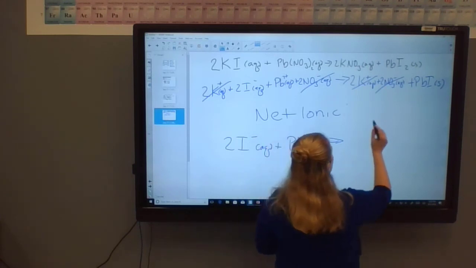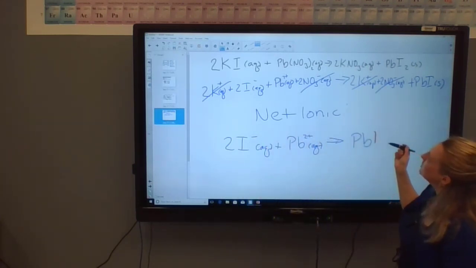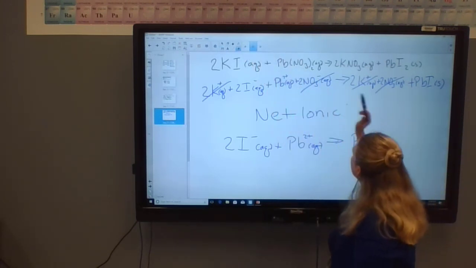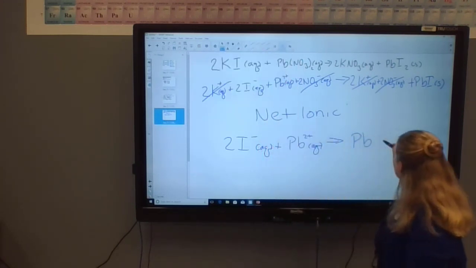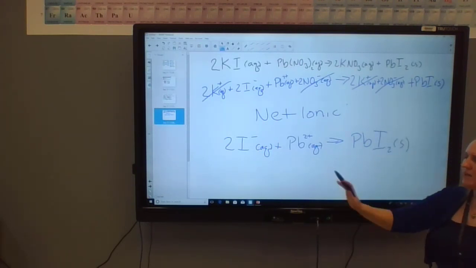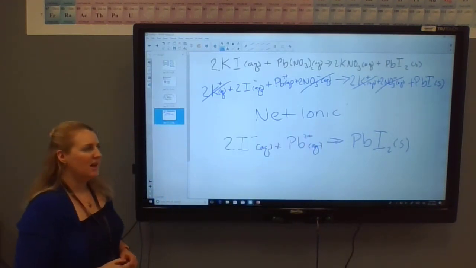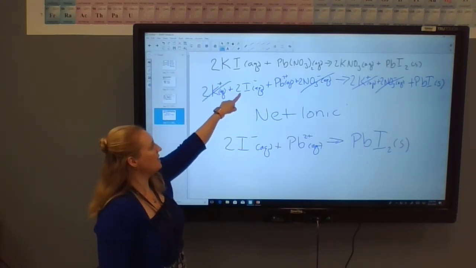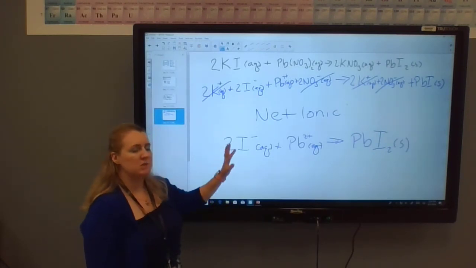On the product side, we have lead iodide. Why did it just change color? There you go. Lead iodide solid. And that is our net ionic equation. Make sure everything has a state of matter, and that when it's a compound, you do not show charges, but if it's an ion sitting by itself, it does have a charge. So that is writing out, in this case, a precipitation reaction.